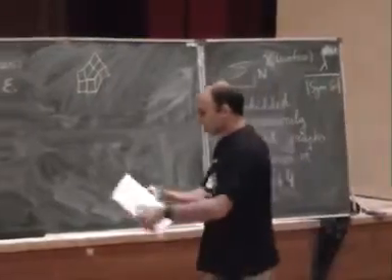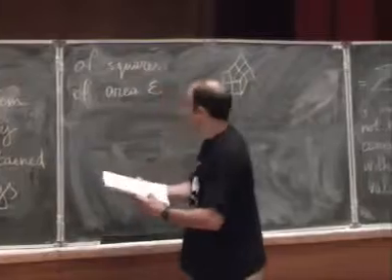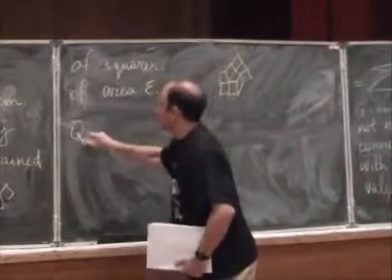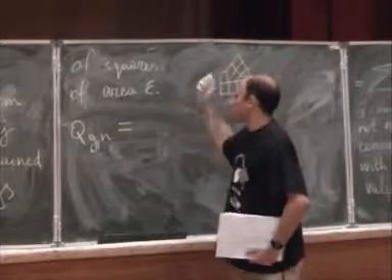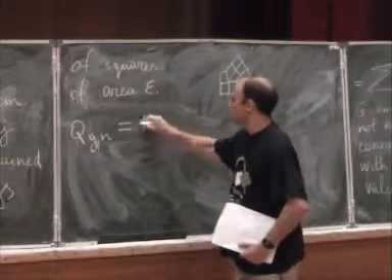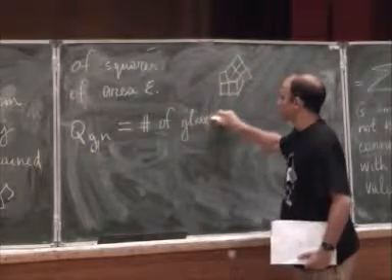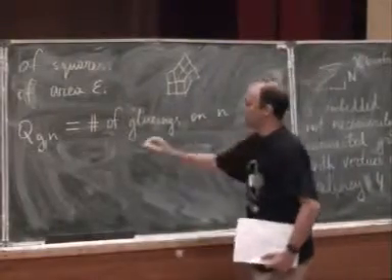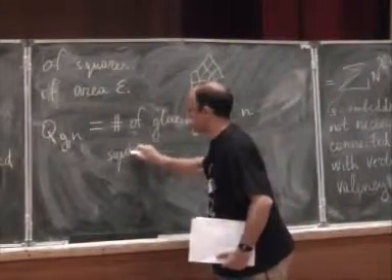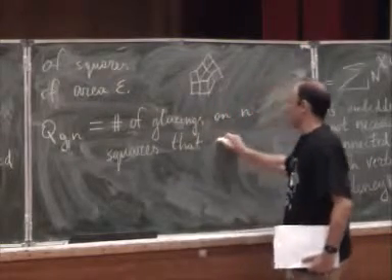Okay, so then we obtain the following thing. Let me call Q_{G,n} the number of quadrangulations, so the number of gluings of n squares that give a surface of genus g.